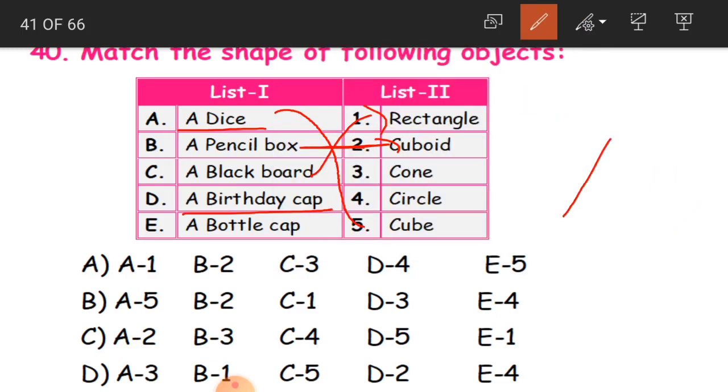Coming to a birthday cap. So this is how a birthday cap looks like. So what is this shape? It is in the shape of a cone. So D is matched with 3.